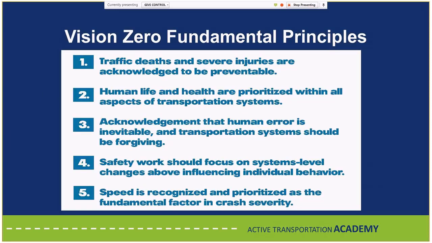So these are the fundamental principles that Vision Zero is organized around, where fatalities and severe injuries are preventable, human life and health are priorities, human error happens, so we need to design around that. Safety work should focus on systems level changes, and speed is recognized and prioritized as a fundamental factor in crash fatality.